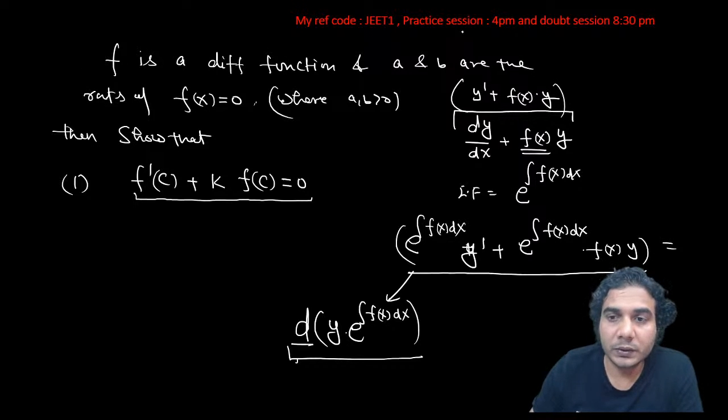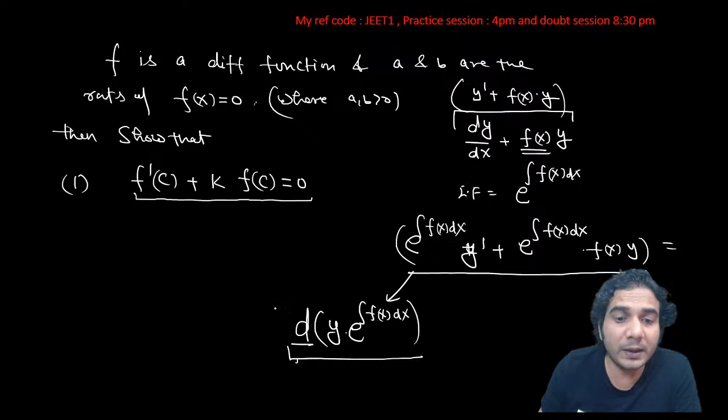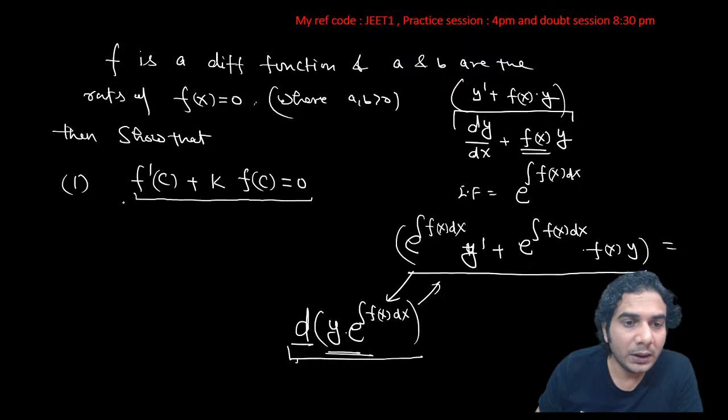All right. So we need to write our expression in this form: y dash plus f(x) into y. Then we need to multiply this expression by e raised to integral of f(x) dx, and after doing that it will become the exact derivative of y into e raised to integral of f(x) dx. You can see its derivative is this, like in this question.